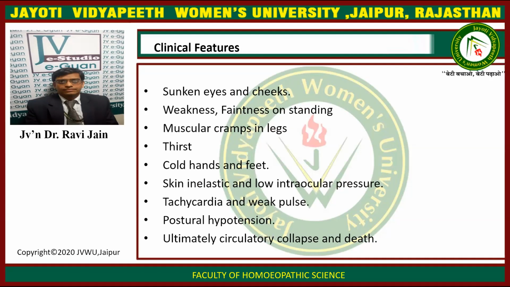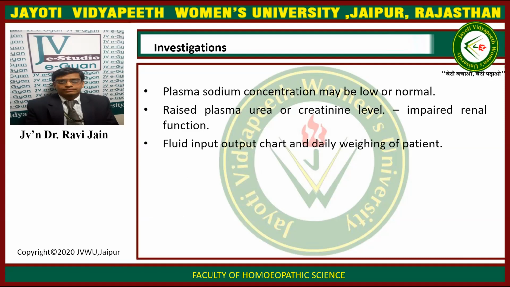The clinical features consist of sunken eyes and cheeks, weakness, faintness on standing, muscular cramps in the legs, thirst, cold hands and feet, inelastic skin and low intraocular pressure, tachycardia and weak pulse, postural hypotension, and ultimately circulatory collapse and death. Investigations include plasma sodium concentration, which can be low or normal, raised plasma urea or creatinine level, and impaired renal function. A fluid input-output chart and daily weighing of the patient are also done.